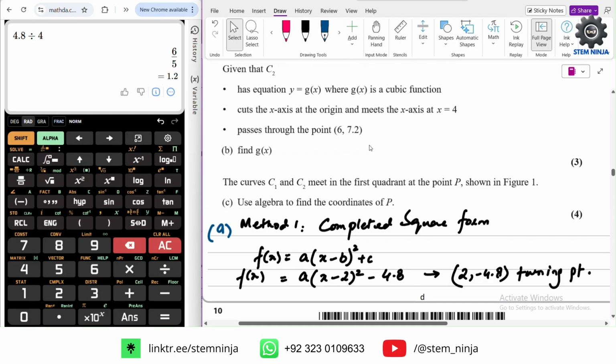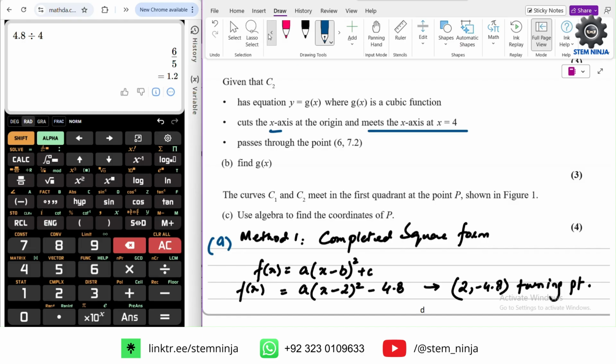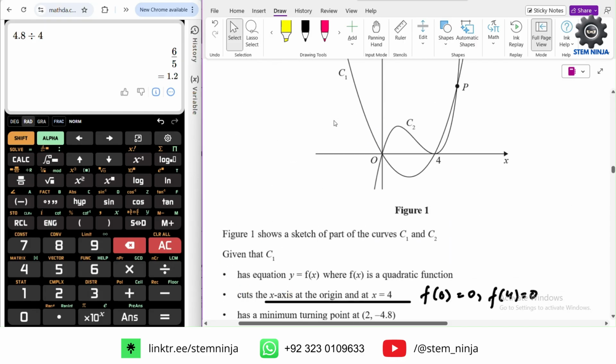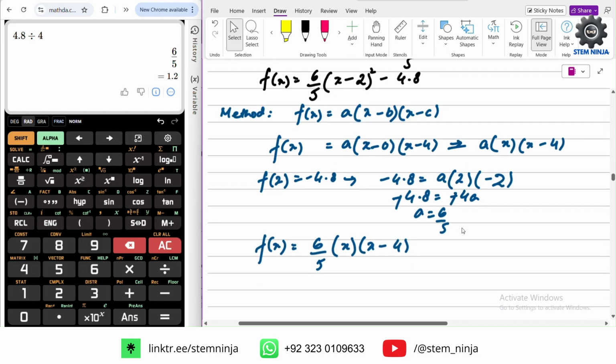Right, okay. Given that C2 has equation y is equal to g of x, where g of x is a cubic function, cuts the x-axis at the origin, meets the x-axis at 4. Now, cuts the x-axis, that means definitely x is equal to 0, but meets the axis, that means there are two duplicate roots at 4. As you can see over here, the curve is meeting, so that means x equals 4 is a duplicate root. Okay, passes through (6, 7.2).